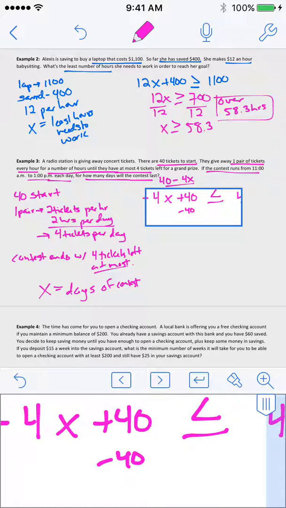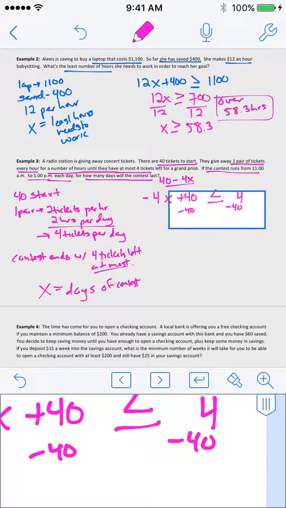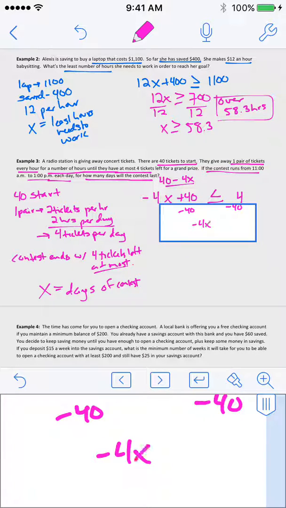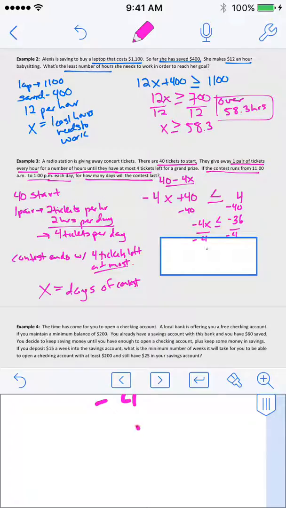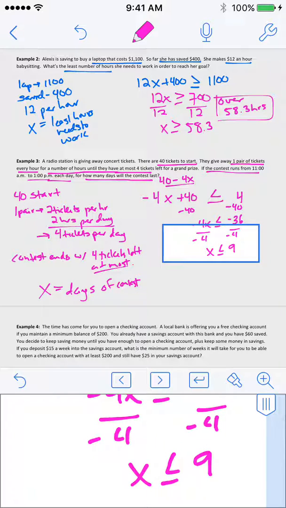Subtract 40 from both sides. You end up with negative 4x is less than or equal to negative 36. Now I will divide by negative 4. So x is less than or equal to 9. So the contest will run for less than or equal to 9 days. Okay, what mistake did I just make? Go find it. I divided by a negative, so I should have flipped that sign, right?